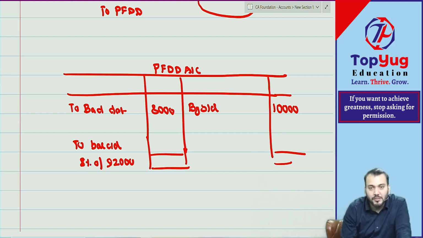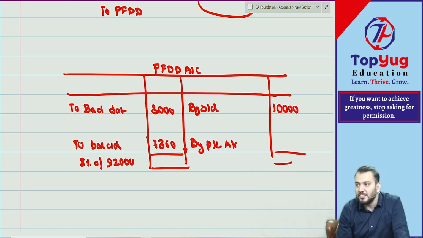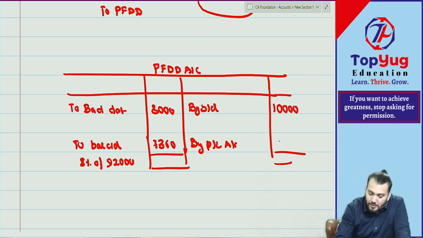92,000, correct? It is 7,360. So it means now the balancing figure will be what? By PL account. So this will always be found as a balancing figure in the exam also. So by PL account, how much? Check how much balancing figure is coming. It is 5,360. Why did it become 5,360?